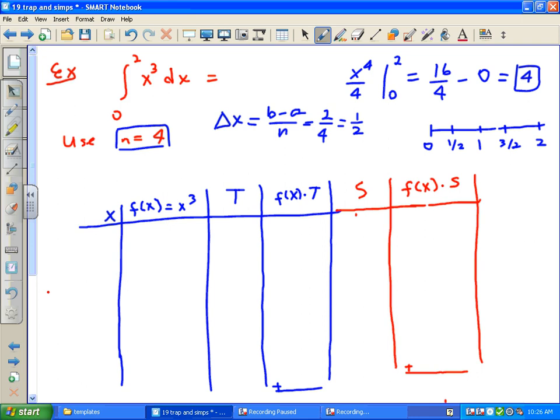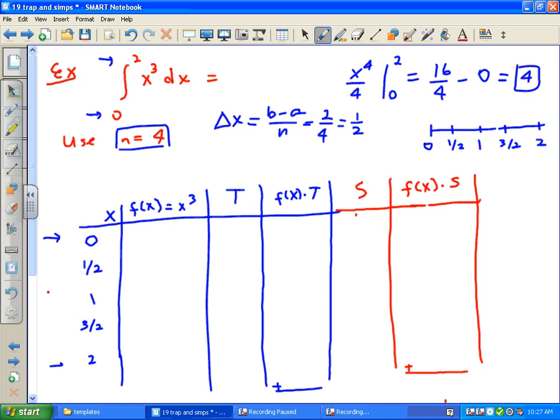So the points we got are, starting with the left endpoint of the integral, 0. Keep adding the partition width, so 1/2, 1, 3/2, and 2. Why did I stop here? Because that was the upper limit of integration. And you have to start at the lower limit. If it started from 1 to 2, you would have to start at 1 and go from there.